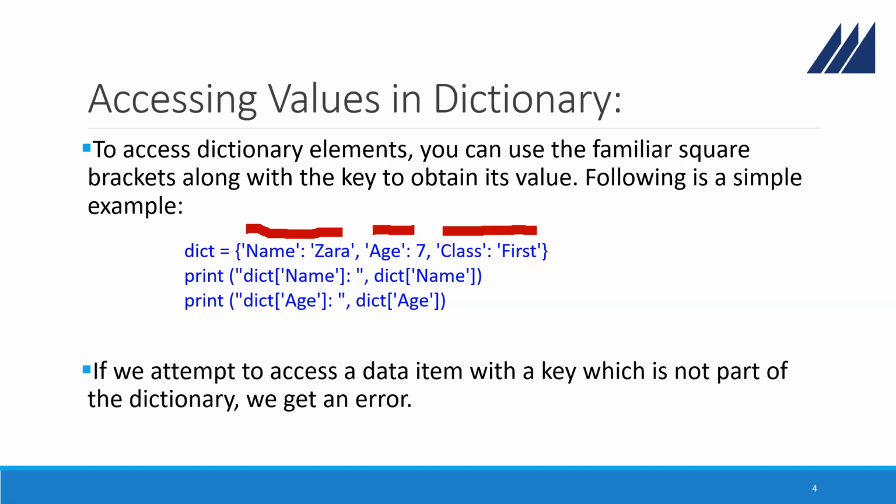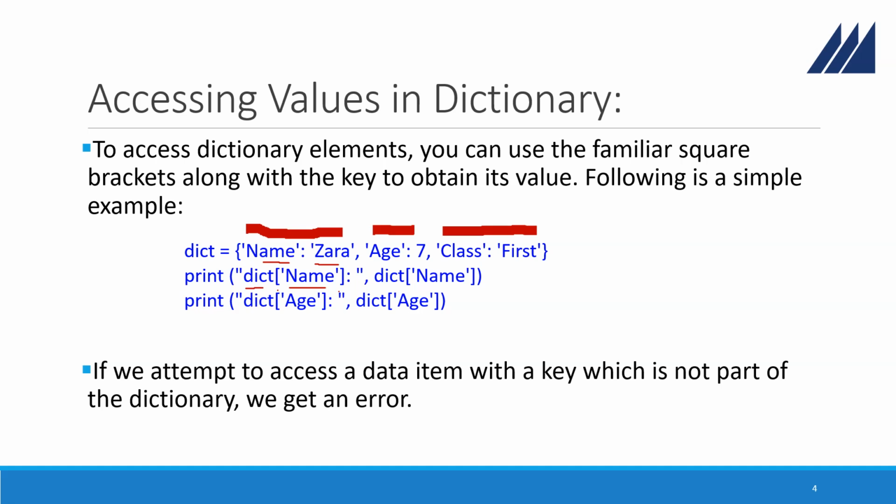So if I want to access, for example, Zara, which is the value of the key name, I can say, give me dict, this is the dictionary name, between square brackets. And then I need to have the key. That will go to the dictionary, which is dict, look for the key that is equal to name, and then return back to you the value, which is Zara in this example.